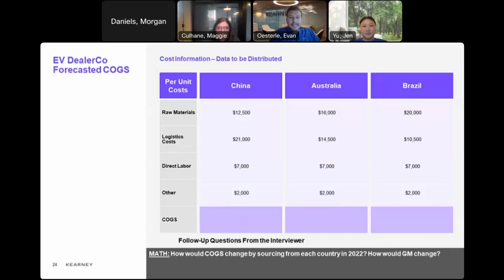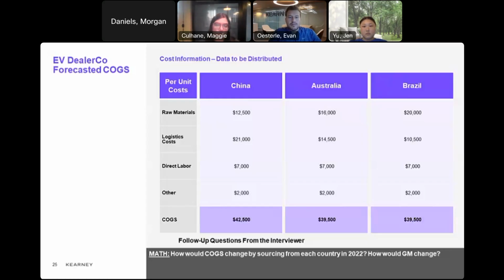So digging in then to the costs, direct labor doesn't change, other doesn't change. The only thing that's changing is raw materials and logistics costs. So now we can actually calculate the difference between sourcing from the three different countries in terms of what the fully loaded cost of goods sold is for the vehicle. Again, I'll come back to quant, so we can skip this.